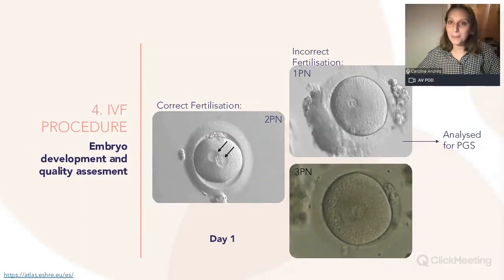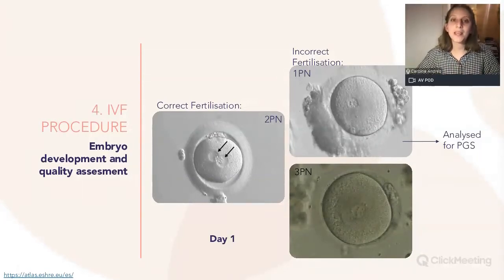structures that appear in the oocyte, and these are the pronuclei. These structures that you see over here, it is important that we see 2 of them, one that comes from the mother and the other one that comes from the father. We can also see non-fertilized oocytes where we don't see any of the structures. That means that they're not fertilized, and therefore we will not count them for the culture.